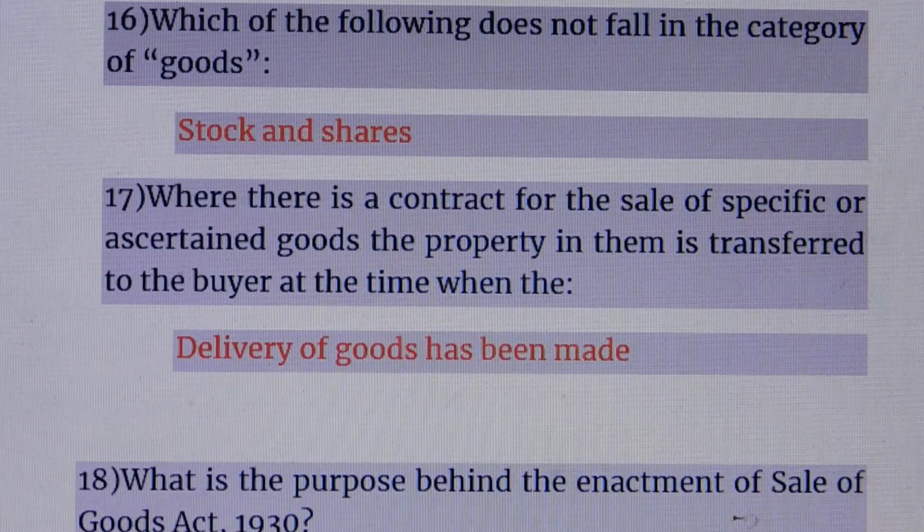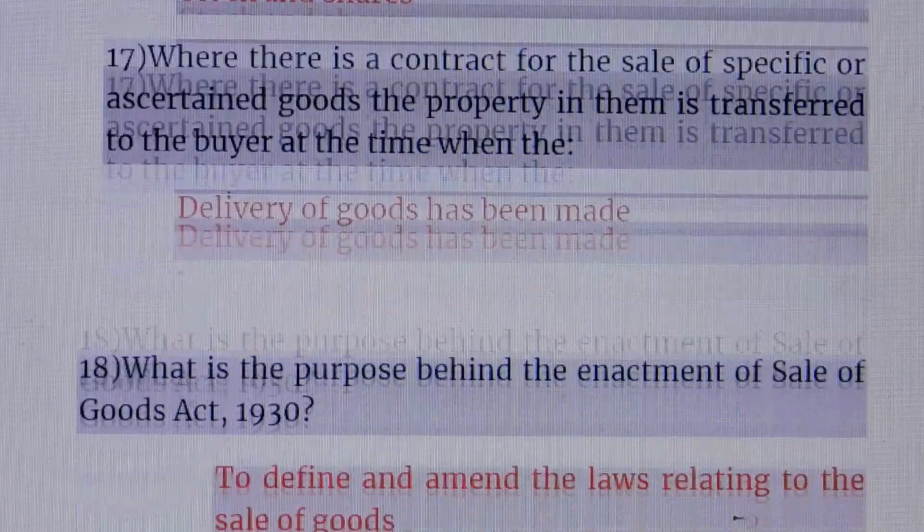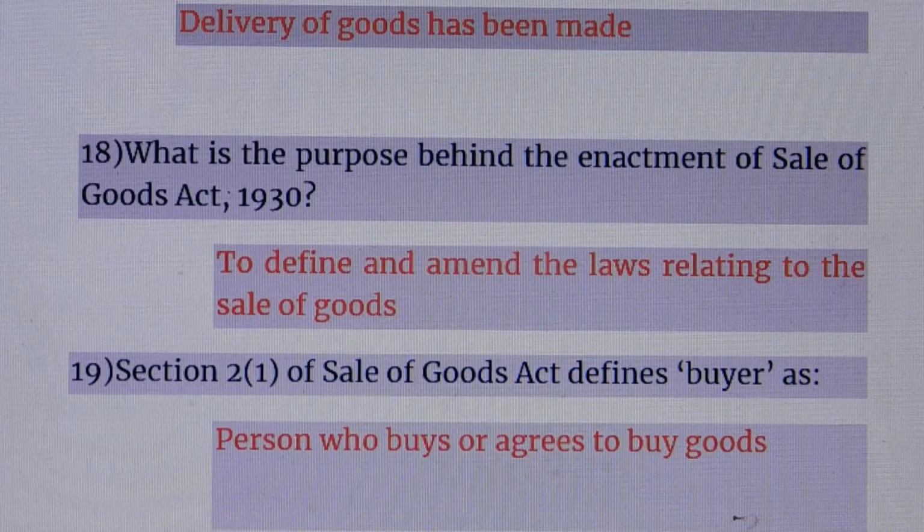Question number 17. Where there is a contract for the sale of specific or ascertained goods, the property in them is transferred to the buyer at the time when the answer is delivery of goods has been made. Question number 18. What is the purpose behind the enactment of Sale of Goods Act? Answer is to define and amend the law relating to the sale of goods.